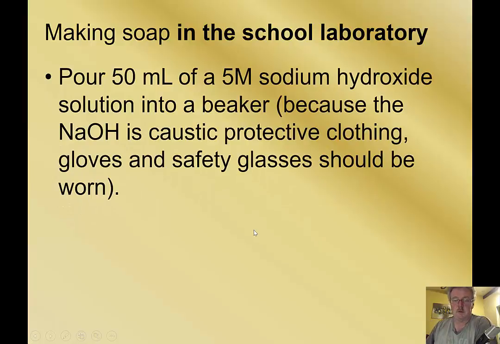There'll be a video attached shortly on YouTube of this, and you get 50 mLs of sodium hydroxide, so it's quite concentrated, and we put that in a beaker. It's caustic soda, so this stuff can burn you. It's very strong, quite dangerous. So we're going to use protective clothing, gloves, and because we're going to be heating this, safety glasses have to be worn.